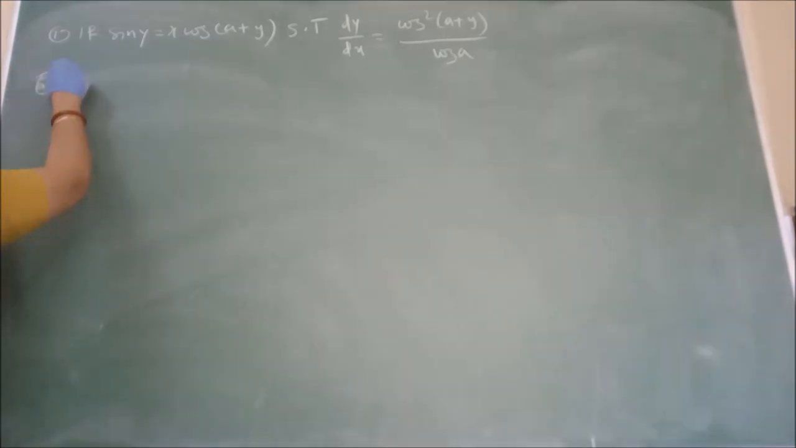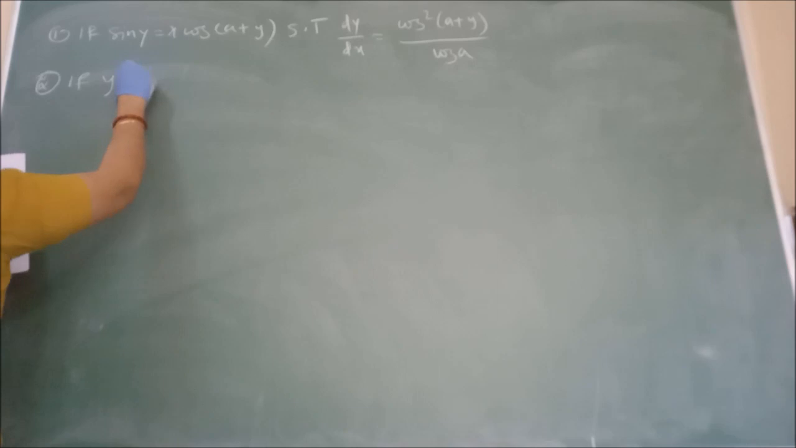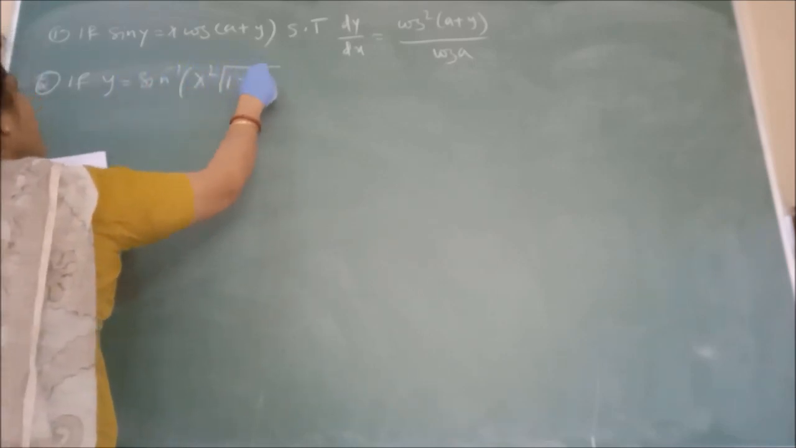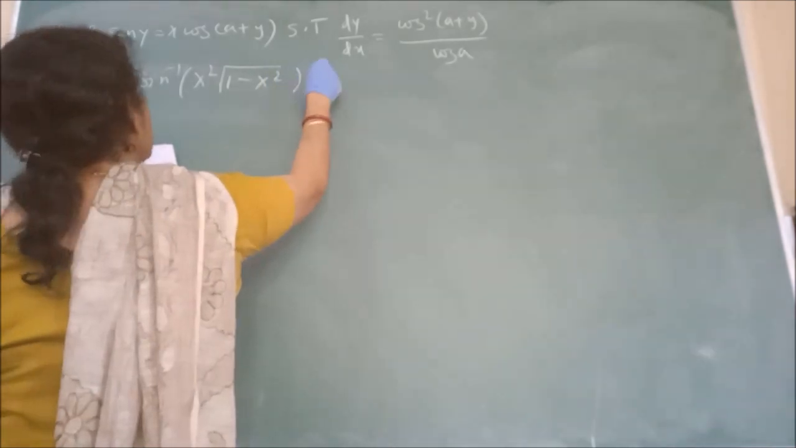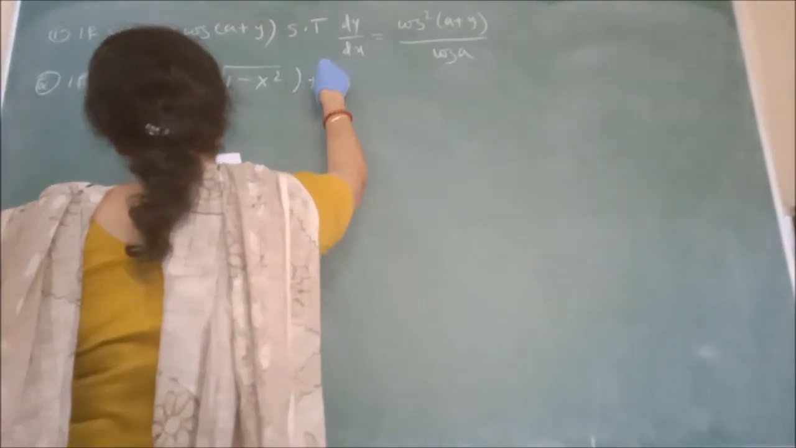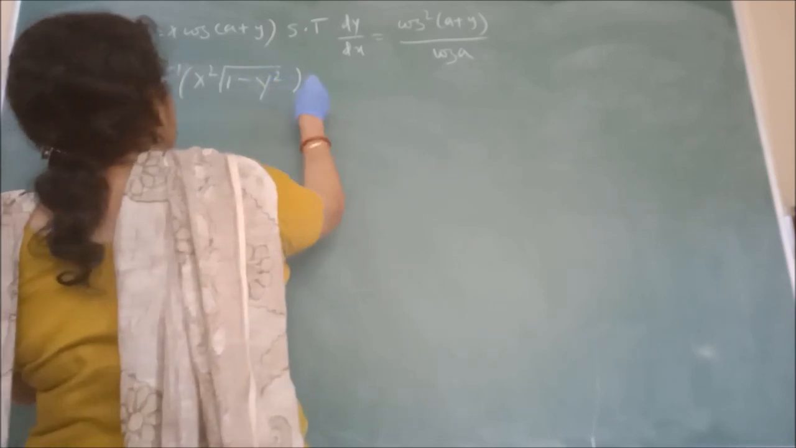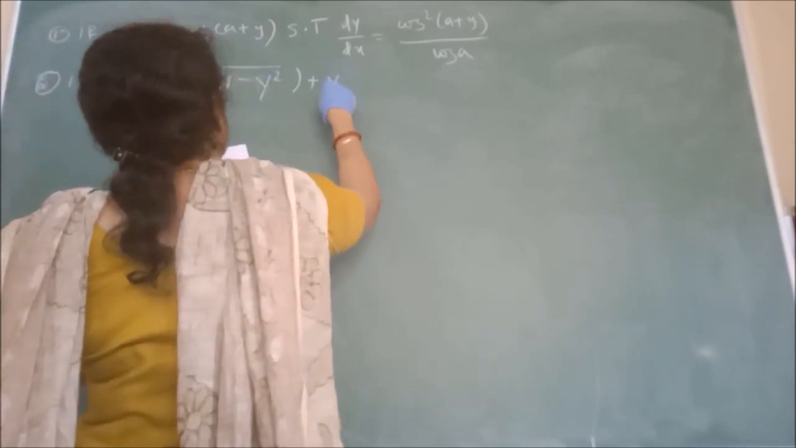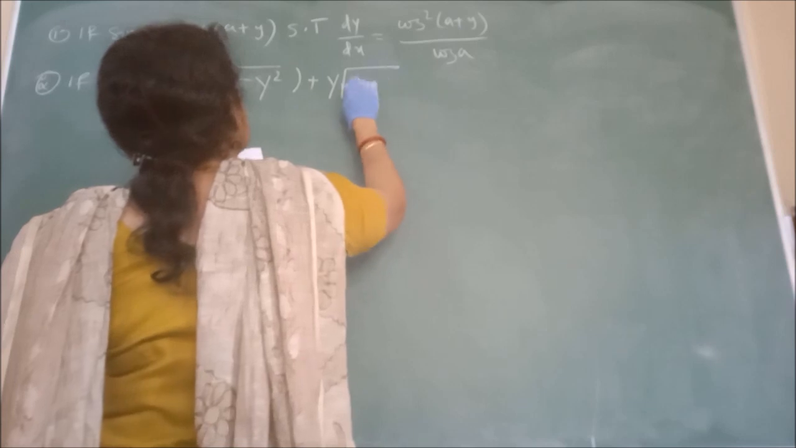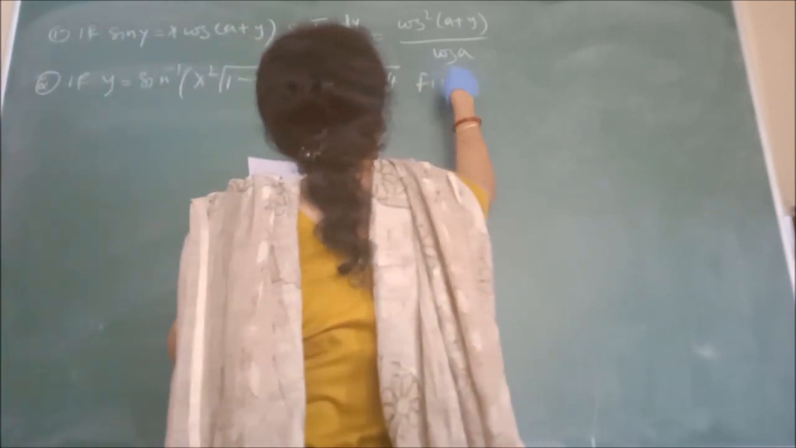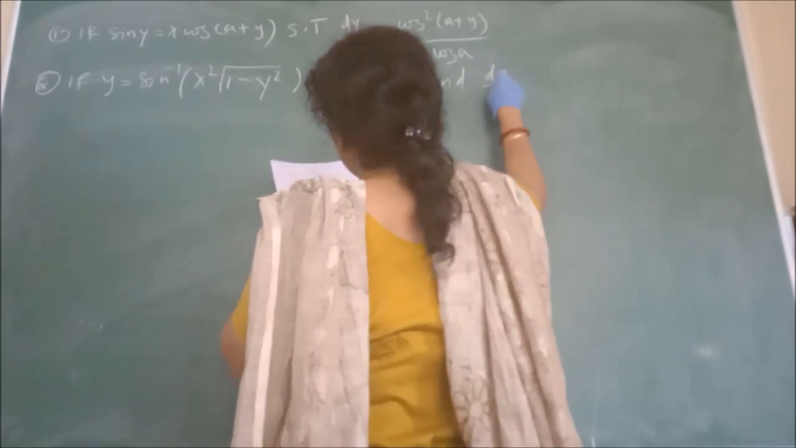Question number 2. If y equals sin inverse of x square into under root of 1 minus x square, plus y into under root of 1 minus y square, that is, y into under root of 1 minus x power 4, then find dy by dx.